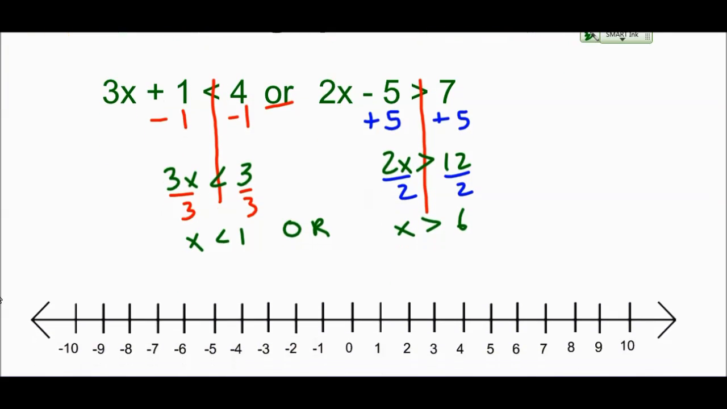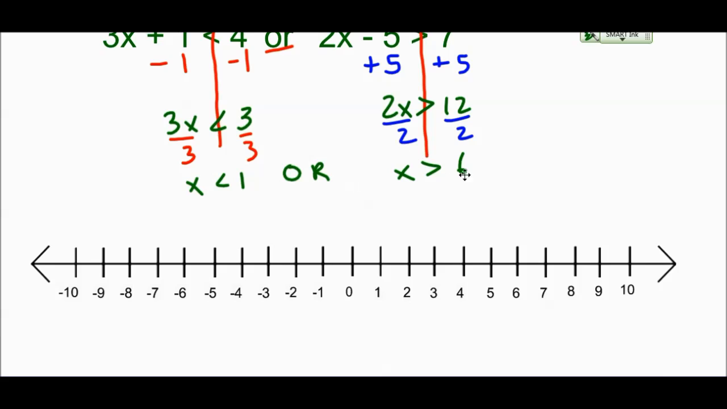Similar to an AND inequality, I'm going to graph both of these inequalities on the same number line to see what their relationship looks like. For this one, I'm going to graph it in blue. So this is x is less than 1. Immediately I know it's going to be an open circle at 1 because there is no equal to. Then all my numbers are smaller than 1, so I'm going to draw my arrow going this way. This shows all the numbers smaller than 1.